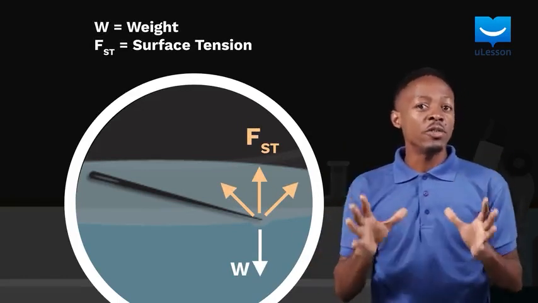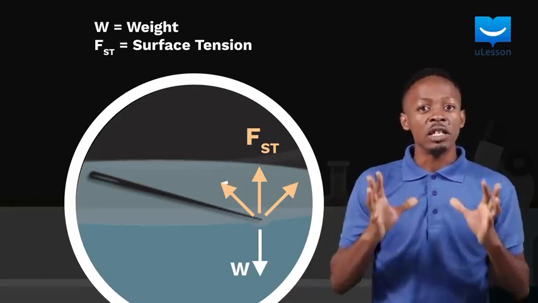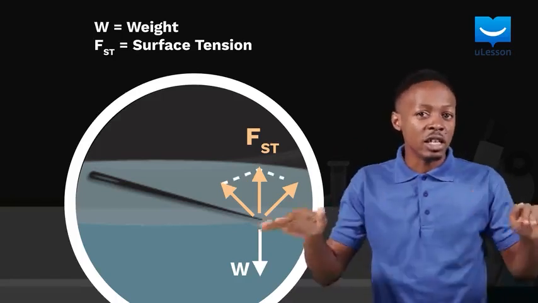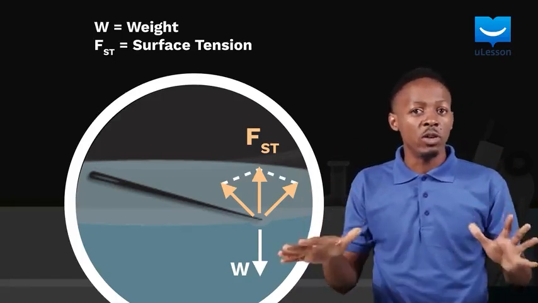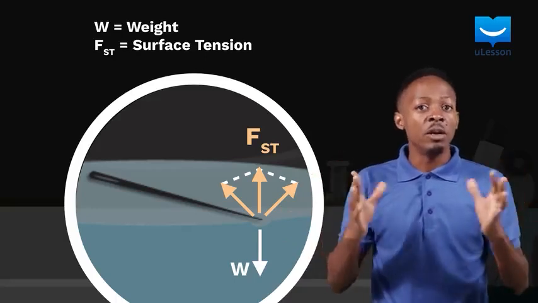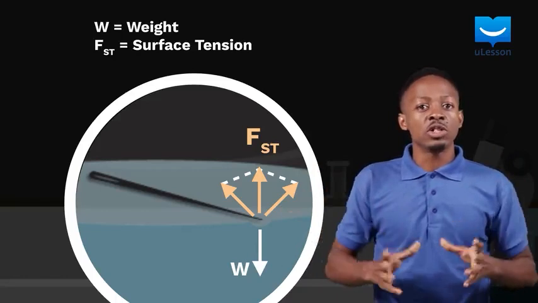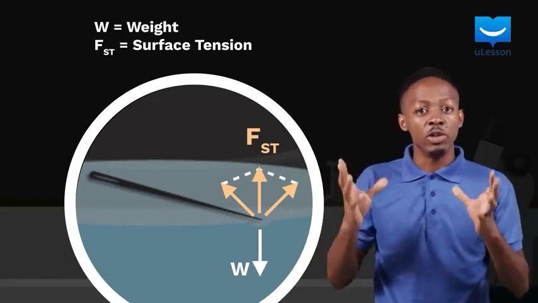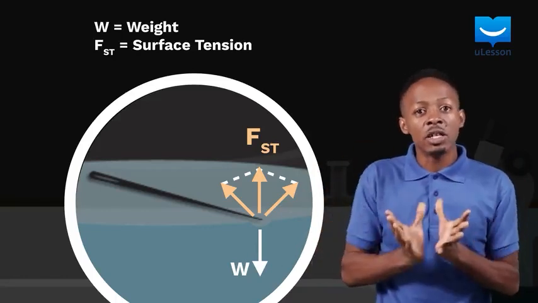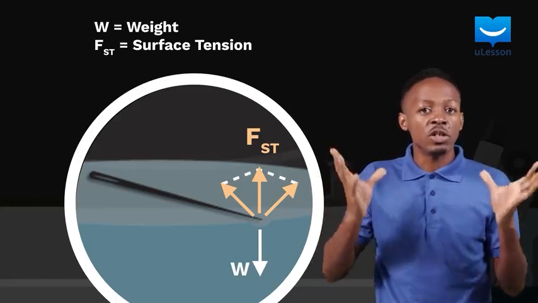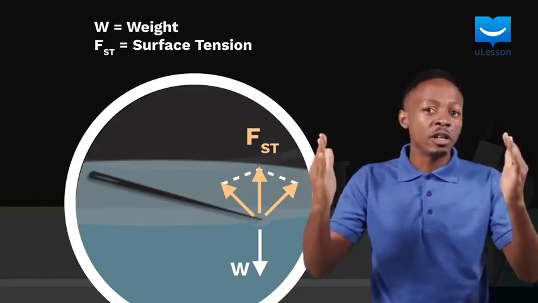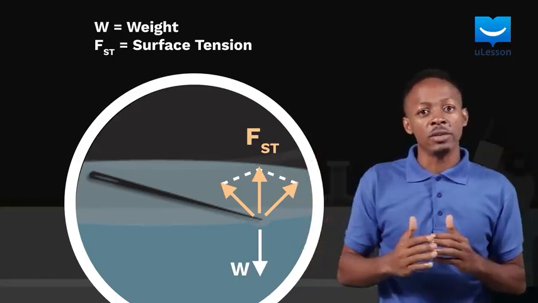Quantitatively, the surface tension is defined as the force that acts tangentially on the surface of a liquid acting perpendicular per unit length across any line on the surface. So we can see that the weight W of that needle is countered by the net effect of the surface tension acting perpendicular to the force applied.